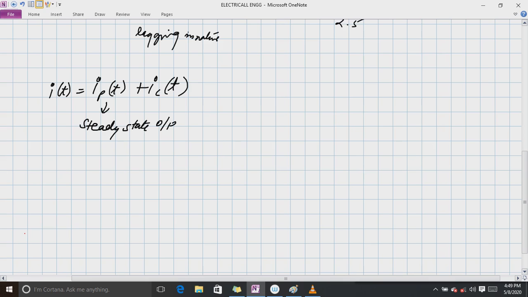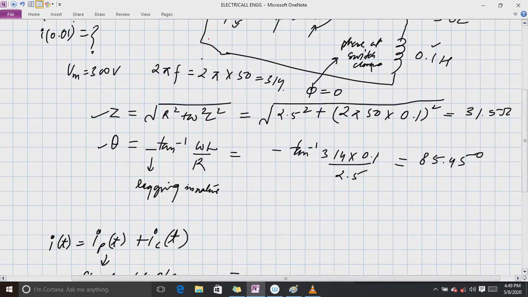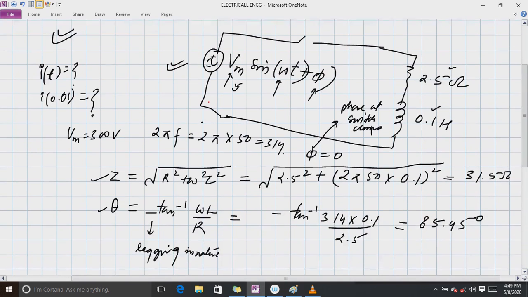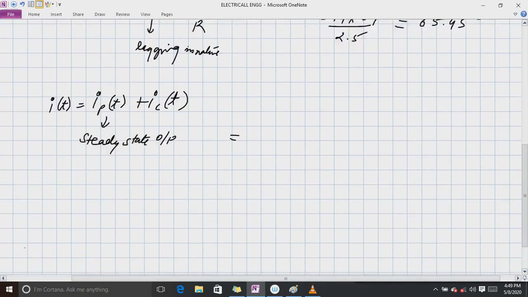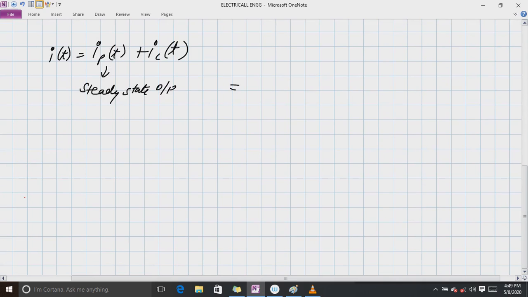So the value of this is very simple. Suppose there was no switch, just a plain circuit. Then how do we calculate I? The same thing will be your i_p(t). Now if you calculate I, it will come as Vm sin(omega t plus phi).